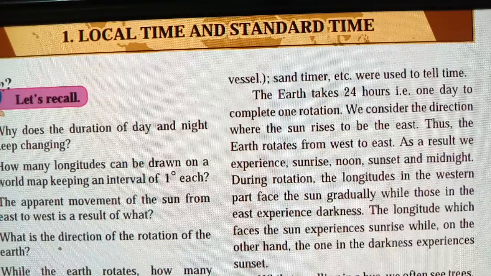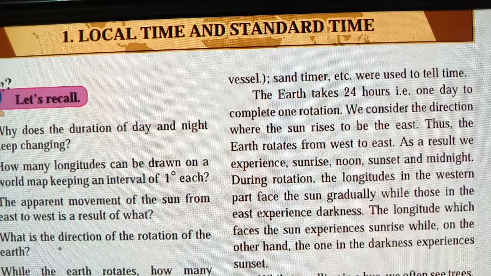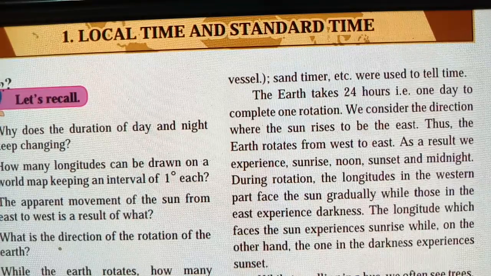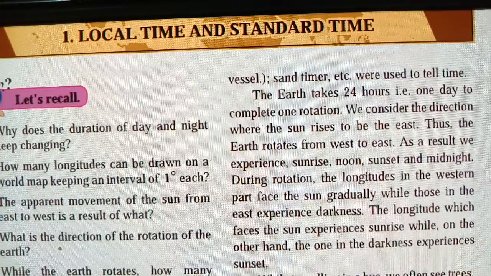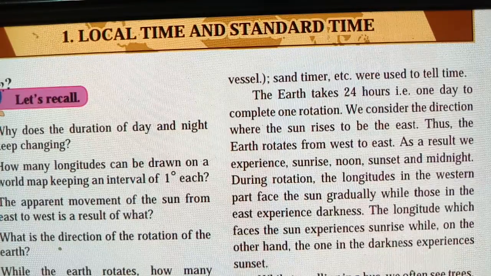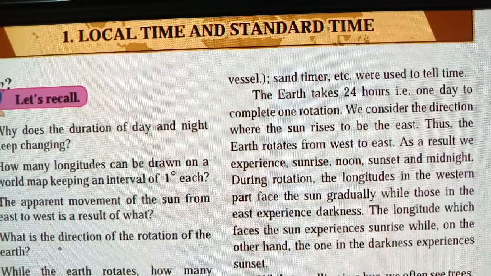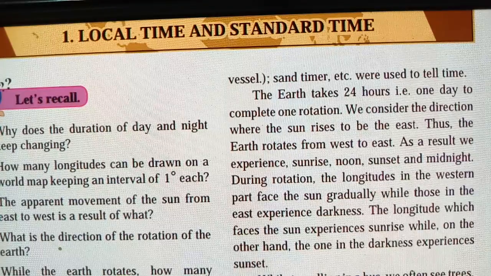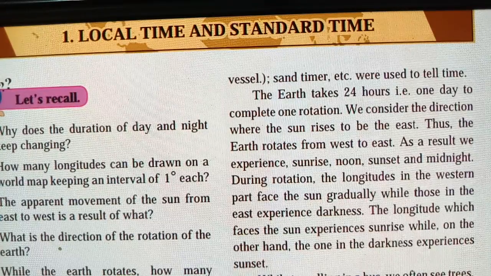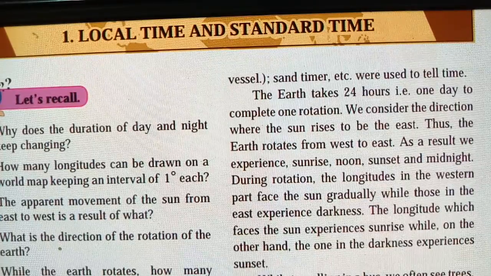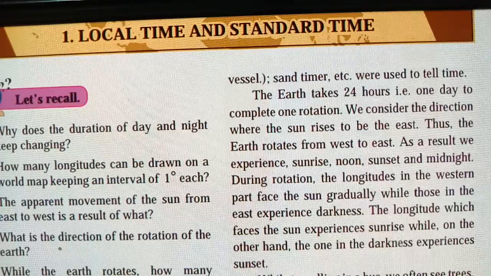As a result, we experience sunrise, noon, sunset and midnight. These are the four times when we have different experiences. During rotation, the longitudes in the western part face the sun gradually, while those in the east experience darkness. So where the sun's light falls, there is daylight, but where the sun's light does not reach, like the east side, they have darkness.